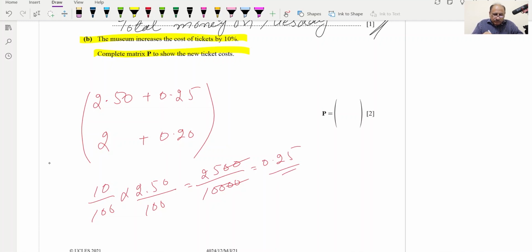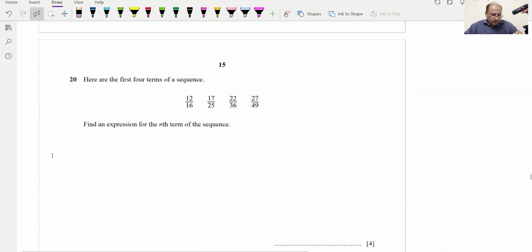You will get 0.2, and this one will be equal to what? This will be equal to 2.75, and this will be 2.20, and this will be our answer. 2.75 and 2.20. This will be 2 marks part, which we have done.